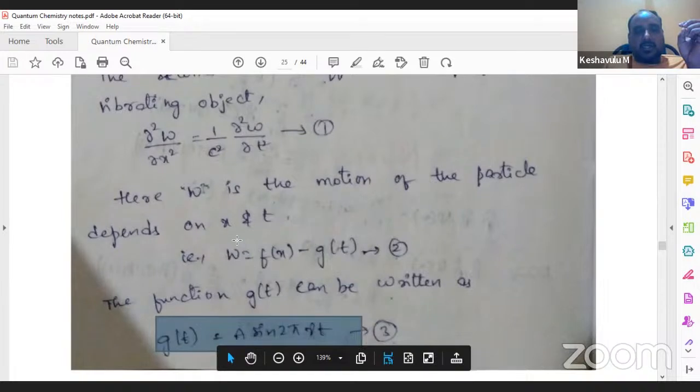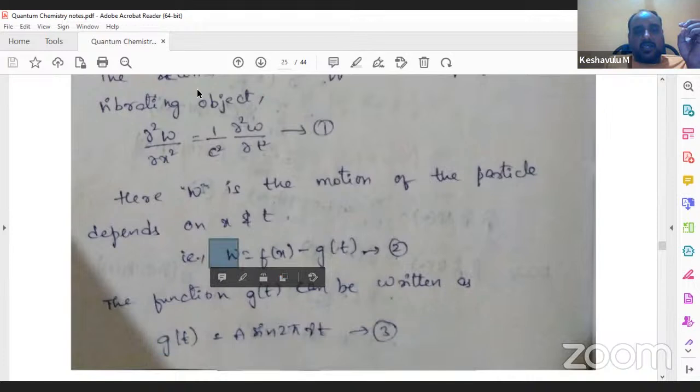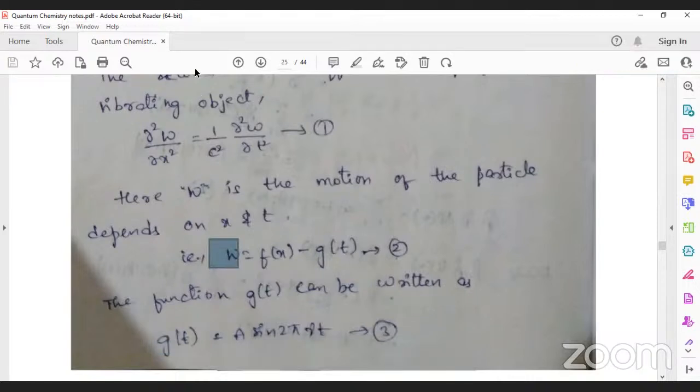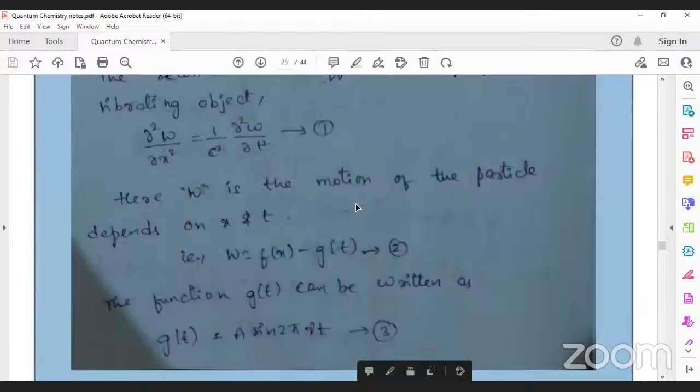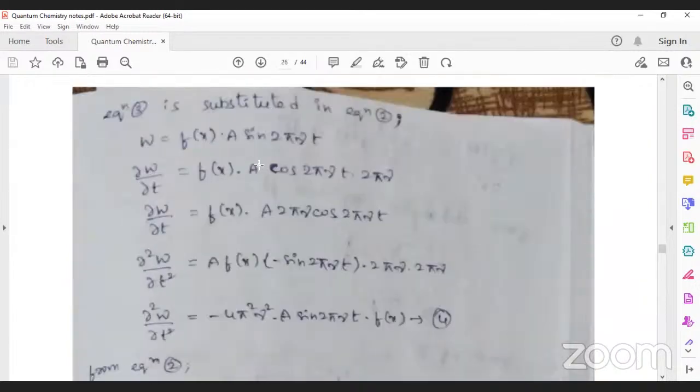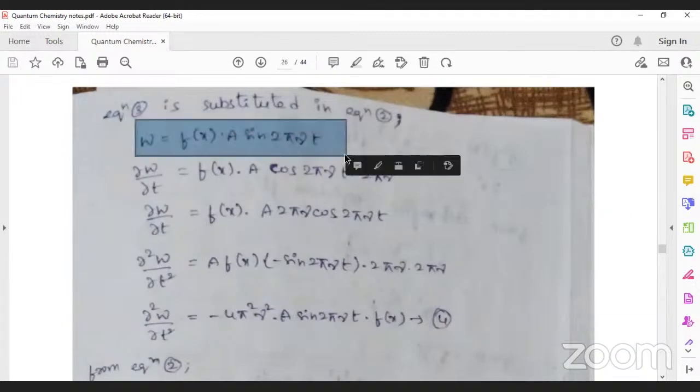The w will be differentiated with respect to x two times, and that will be substituted here. Then the same w will be differentiated with respect to time two times, and that will be substituted here. So simply seeing that, this is the w equation: f of x into A into sine 2 pi nu t.